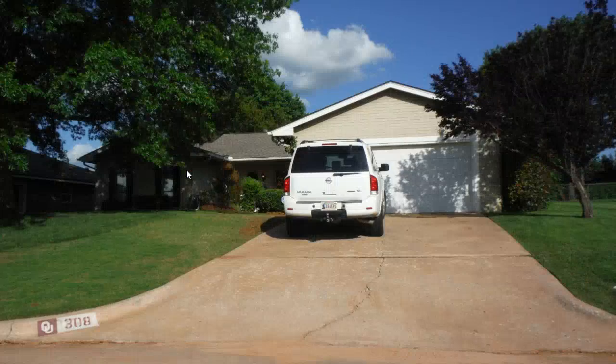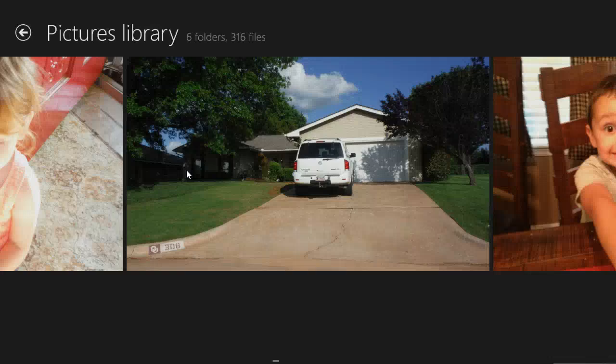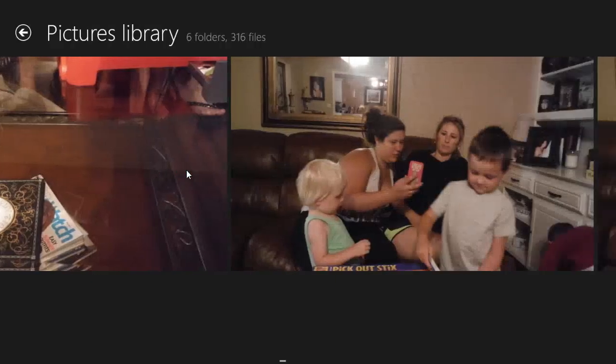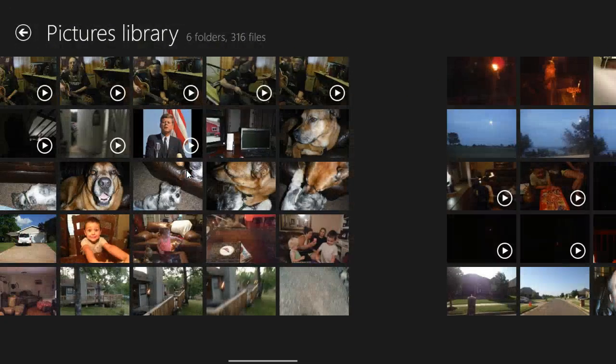Oh, there's my house. This is where I live, and like I said, you saw the lake house that we go to every weekend, and we don't miss a weekend. There's my nephew Beckham again, little Addie. That's my niece, and all the kids. So basically, guys, you can make videos out of pictures.